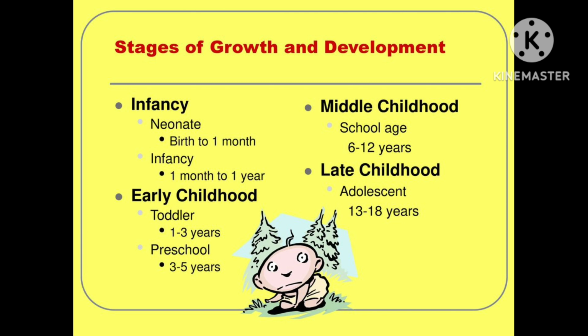Next is early childhood. In early childhood, it is divided into the toddler period, which is from 1 to 3 years, and the preschool, which is from 3 to 6 years. The middle childhood period is classified into the school age period, which begins when the child is 6 years and goes to 12 years, and the late childhood period is the adolescent period. It begins from 13 years to 18 years. So these are the different stages of growth and development.